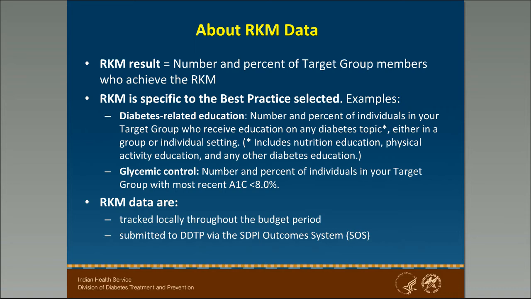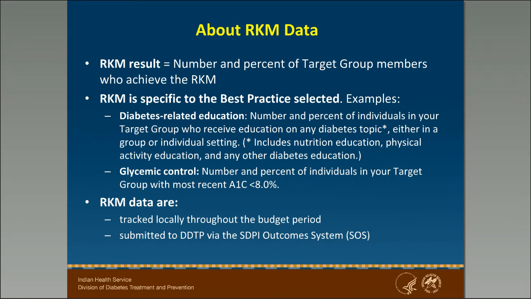One is from the diabetes-related education. That required key measure, if you selected that best practice, is the number and percent of individuals in your target group who receive education on any diabetes topic, either in a group or individual setting. And this can include nutrition education, physical activity education, any other diabetes-related education. That's a lot of detail for the required key measure. We have another example that's clinic-based, glycemic control. The required key measure for that one is number and percent of individuals in your target group with the most recent A1C less than 8.